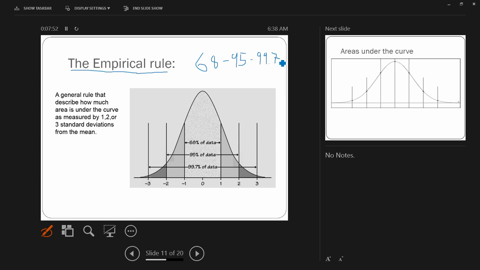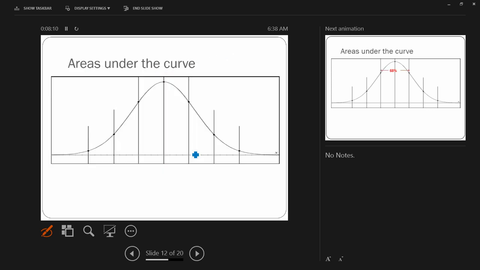So in general, it's telling you how much area is underneath this particular normal curve when we're talking about a standard deviation away, 2 standard deviations, 3 standard deviations. What we can really see is that most of the data is going to be within 2 standard deviations of the mean. We'll let this play out here in just a second.